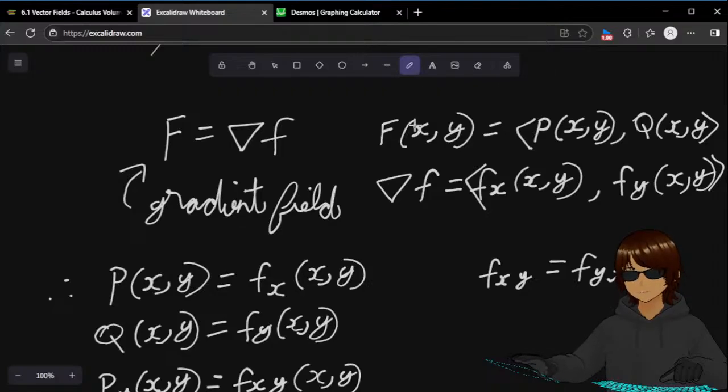So that means if f_xy can be represented like this, differentiating this with respect to y should be equal to differentiating Q with respect to x. If this vector field is a gradient of another function, then this component with respect to the second variable should be equal to the derivative of the other component with respect to x.